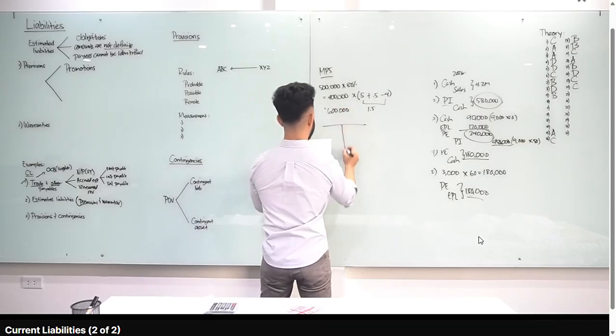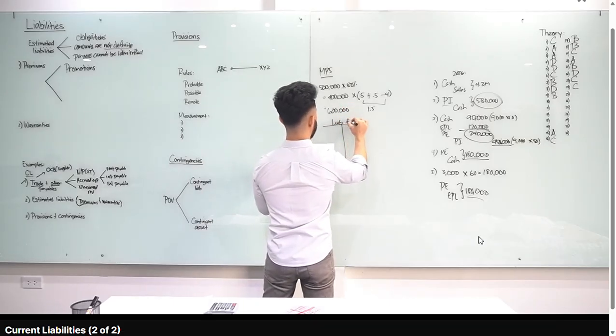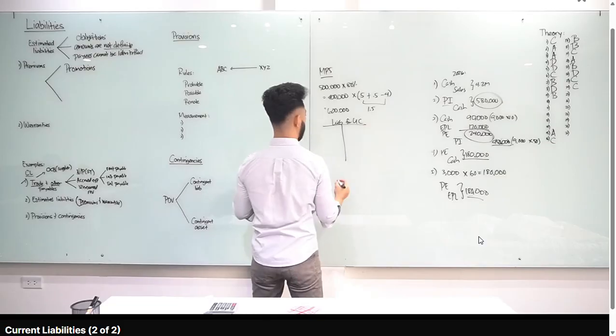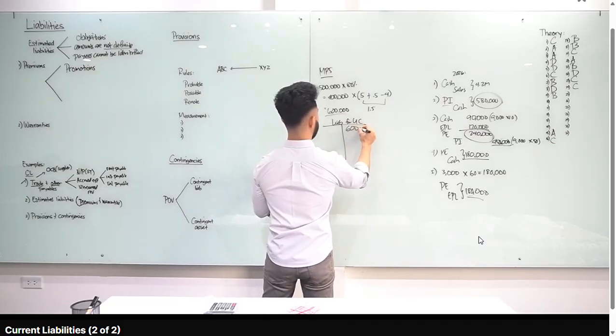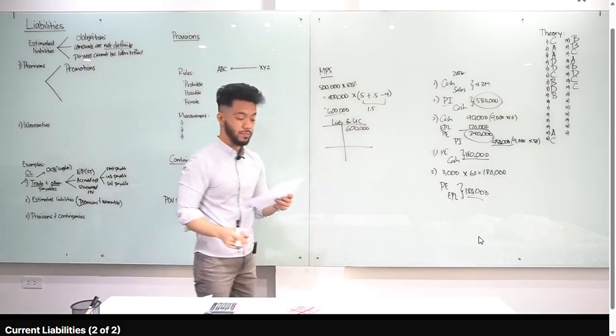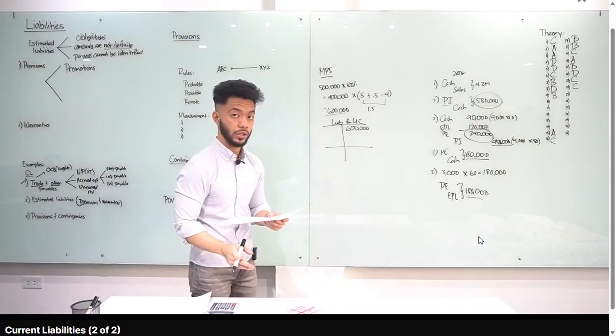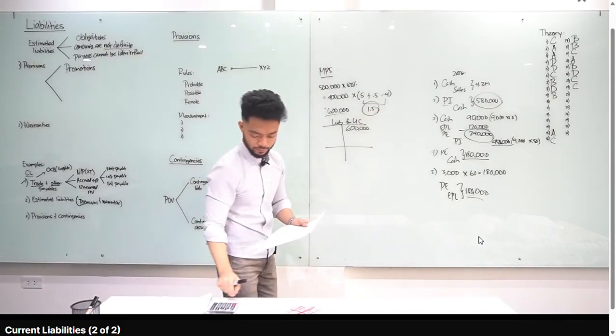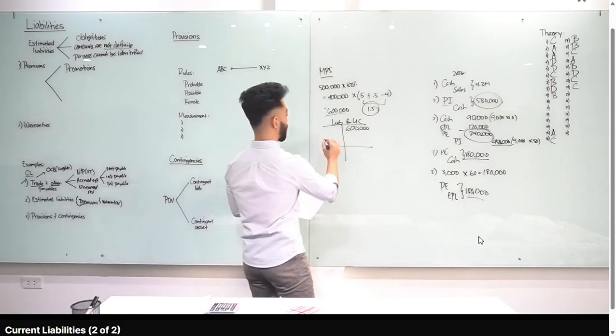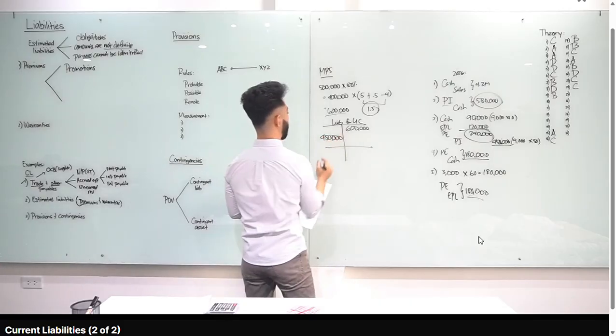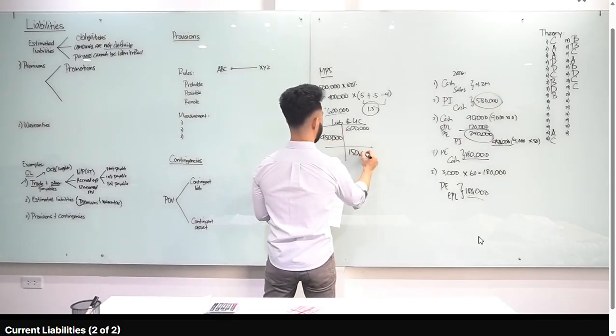So mag-T account lang ako. Lagay ko dyan, liability for unredeemed coupons, UC, 600,000. And sabi sa problem, meron daw nag-redeem na 300,000 coupons. So 300,000 times 1.5, makukuha mo dyan class is 450. Siyempre, nag-redeem yun. So ibig sabihin, babawasan sa liability natin. 600 minus 450, ending balance natin is 150,000.